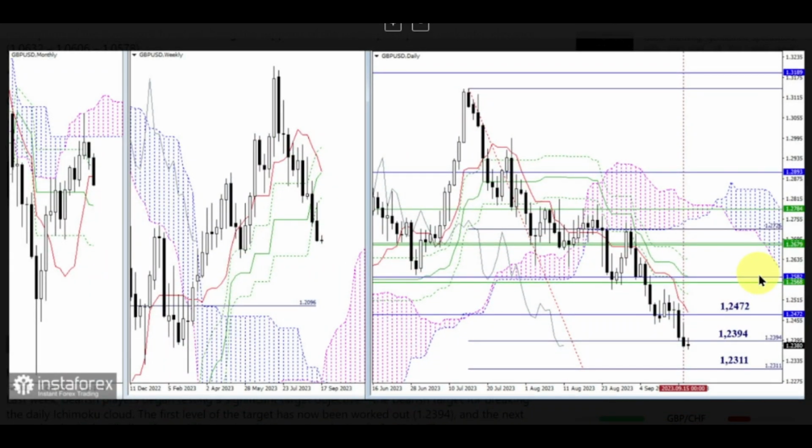Last week, on GBPUSD, bearish players began testing a significant target objective, the bearish target for breaking the daily Ichimoku cloud. The first level of the target has now been worked out. It's 1.2394. And the next target level, which will allow for a 100% target achievement, is the level of 1.2311.